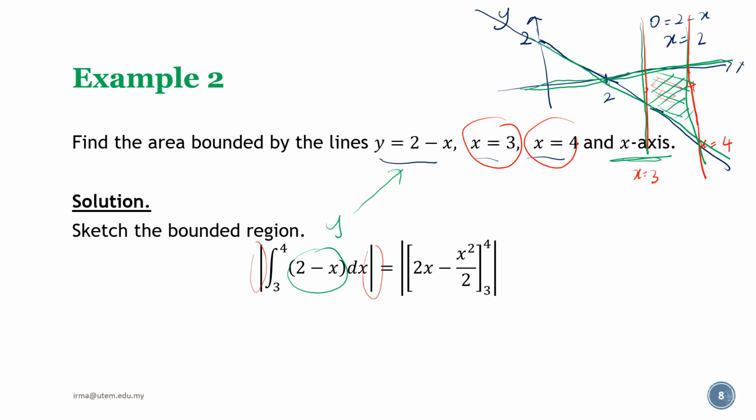But since this is area, area will have a positive value, right? So that's why we just put it as an absolute value. So you get negative 3 over 2, and we put it as a positive value, so we have 3 over 2 unit square as the answer for the area. Okay, all right.